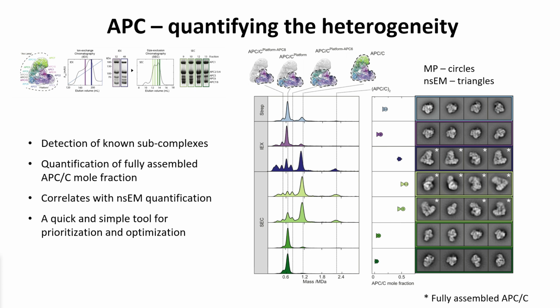And if you compare the quantification that we did in mass photometry and in negative staining, they agree in an excellent way. The only difference is that for us it took maybe an hour to quantify it, and for negative staining it took weeks. So just to emphasize, we detect the known complex and its known subcomplexes. The quantification of the APC agrees well with negative staining, and it's a really quick and simple tool to prioritize and optimize your protocols.